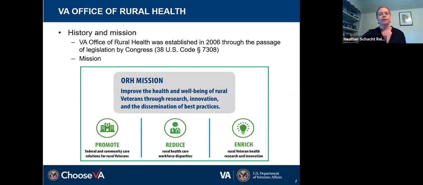So the Office of Rural Health was established in 2006 as a law. Legislation was passed by Congress, which is in some ways unique. It's a stable thing in the VA, which is sometimes not as stable as we think it is. And so all the programming and things like that, it's given the Office of Rural Health a lot of stability to do their work. Their mission really is to improve the health and well-being of rural veterans through research, innovation, and the dissemination of best practices. And like I said, they've been doing this since 2006.